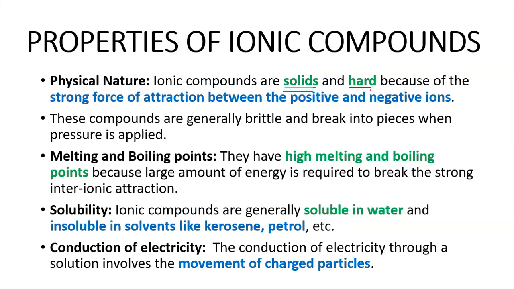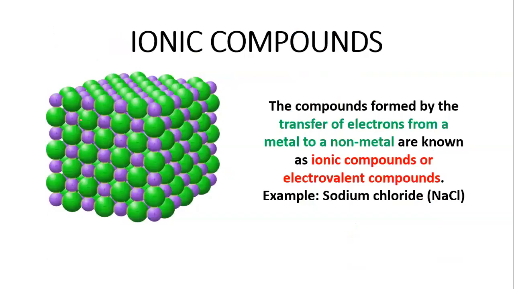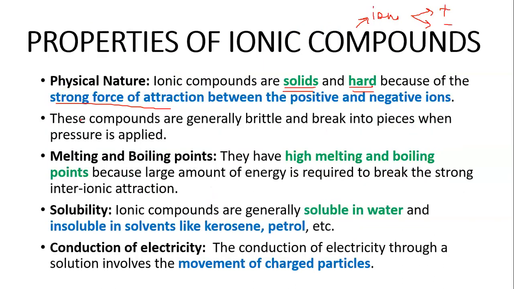They are hard because ionic compounds are made up of ions. There are 2 types of ions, cation and anion. Oppositely charged ions attract each other. There's a strong force of attraction between the oppositely charged ions. Because of this strong force of attraction, they have a proper crystal structure. They're surrounded by cations and anions. So they are solids, they are hard because of the strong force of attraction. And they are brittle. That means they can break into pieces when pressure is applied. So this is the first point.